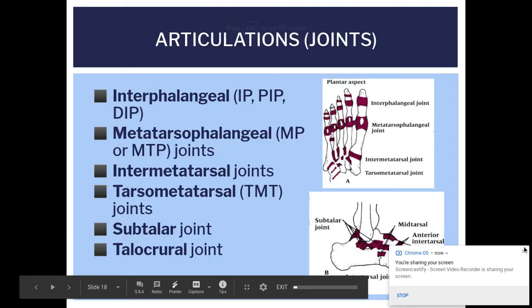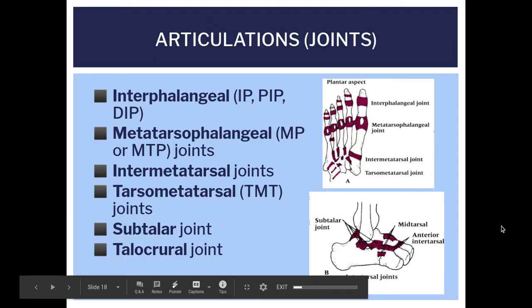Today we are going to continue on with the rest of the ankle and foot anatomy. So again, as always, just making sure that you are taking notes. Right now we're going to talk about the articulations of the foot. So articulation is just a joint. So a joint too, if you don't remember, is where two bones are meeting.